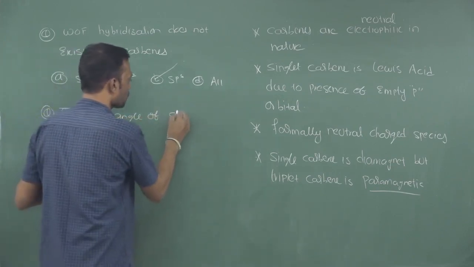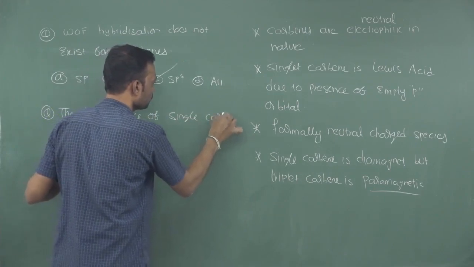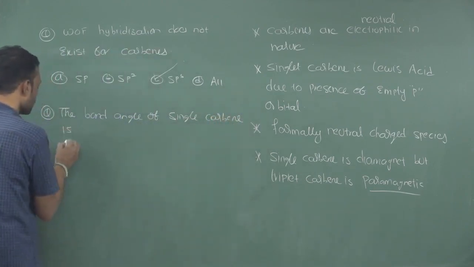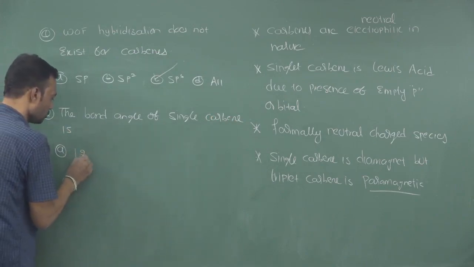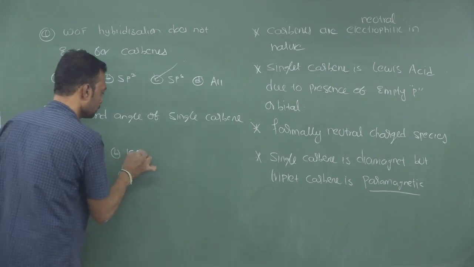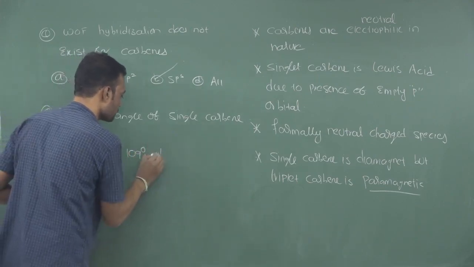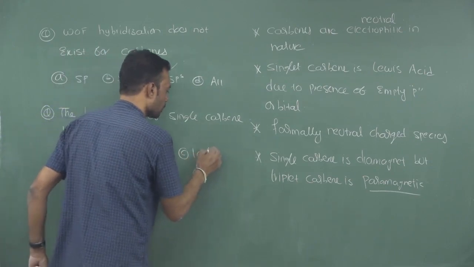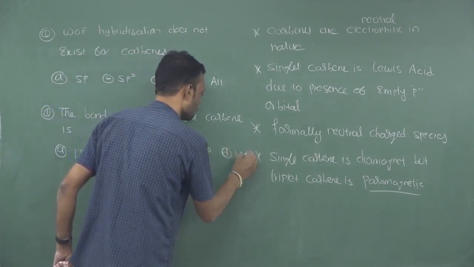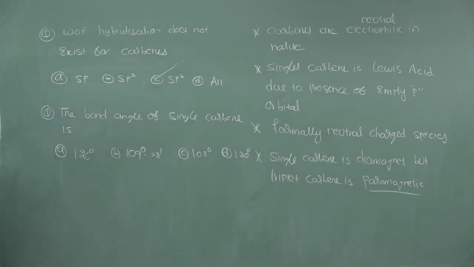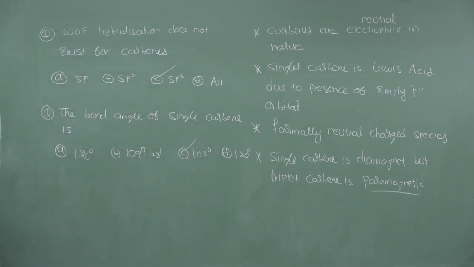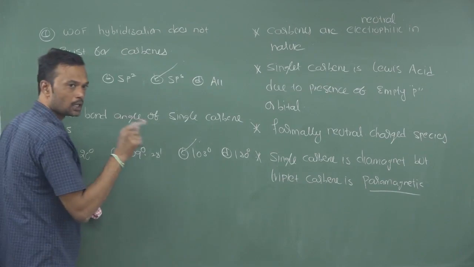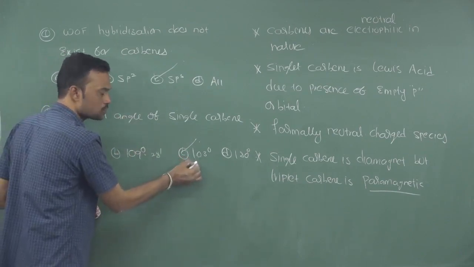The bond angle of singlet carbene is, they ask such questions. Even if you know, just write it down. Option A: 120, option B: 109 degrees 28 minutes, option C: 103, option D: 180. Bond angle of singlet carbene, that is 103. If they mention only singlet carbene, it means hydrogens. So don't confuse, it is not methyl groups attached to carbon, carbon attached to only hydrogens, that is 103.